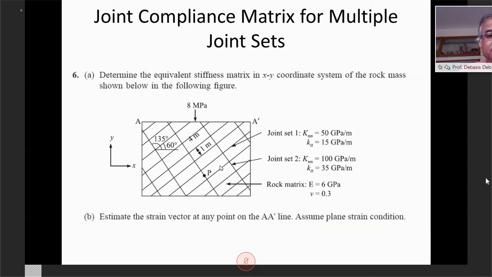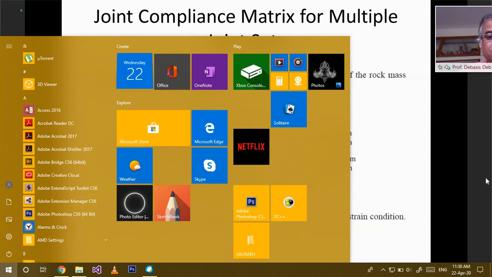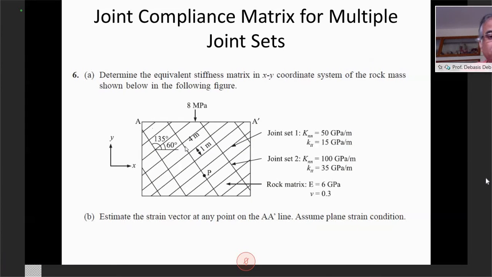These are the properties. Angle is given. Joint set 2 is 4 meter. Joint set 1 is 1 meter apart. So the property of E, the rock property, is also given. So how long will it take for you to do in Excel? 5 minutes or 10 minutes?